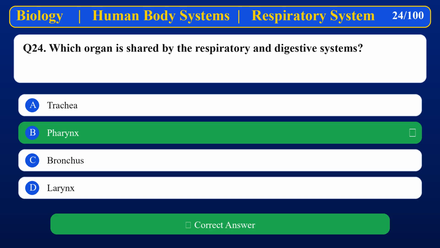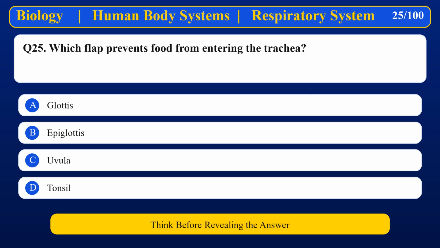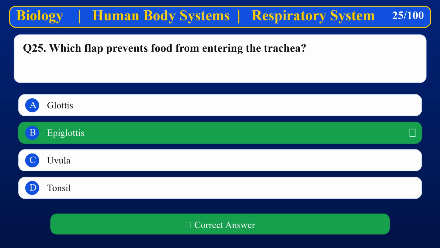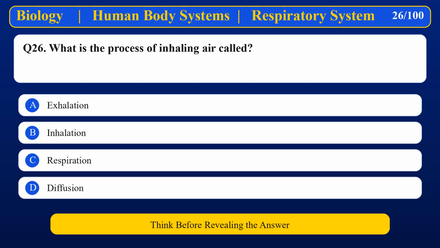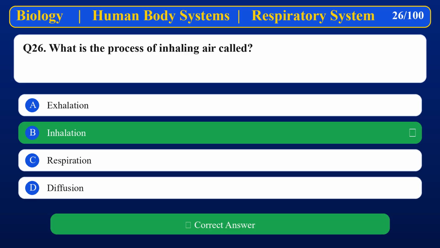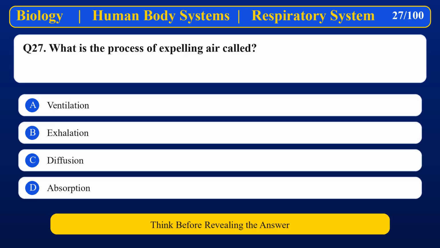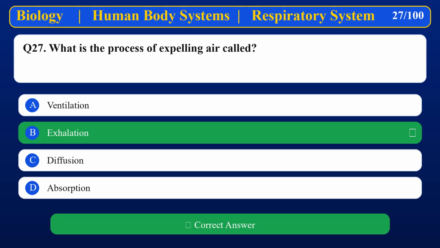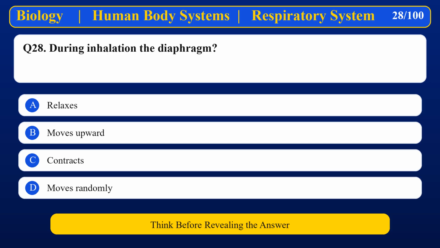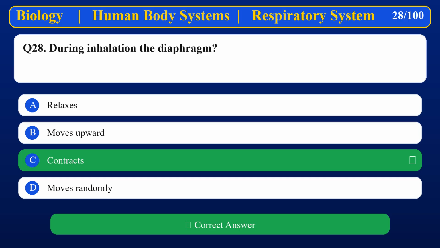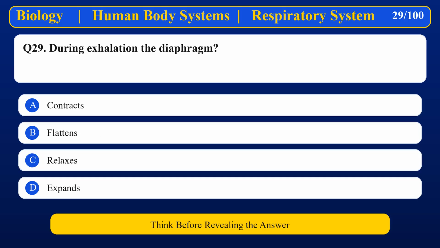Which organ is shared by the respiratory and digestive systems? Pharynx. Which flap prevents food from entering the trachea? Epiglottis. What is the process of inhaling air called? Inhalation. What is the process of expelling air called? Exhalation. During inhalation, the diaphragm? Contracts.